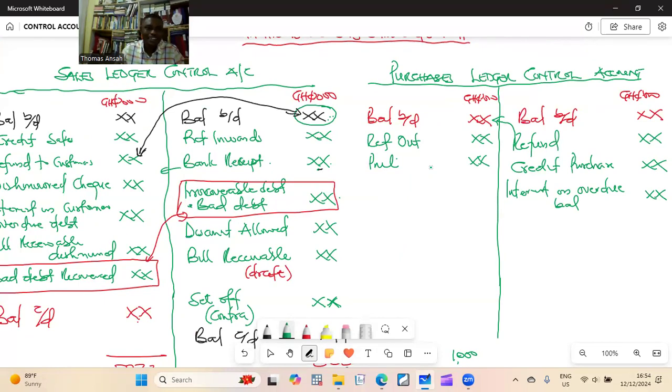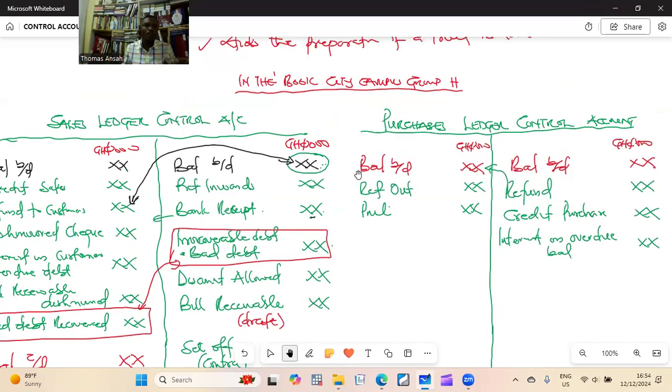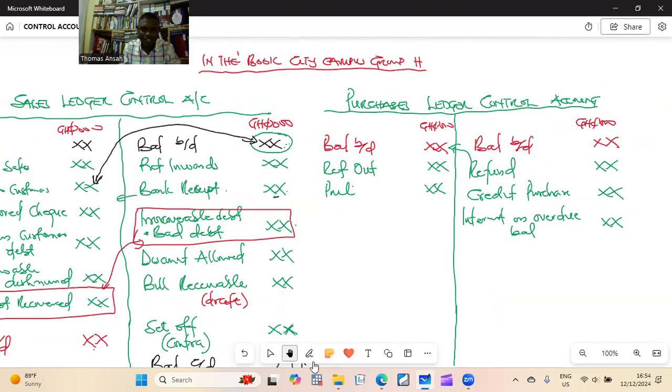There's nothing like bad debt in a supplier account because you are not the one keeping the suppliers' books for them. You are preparing how much you owe, and you cannot sit in the comfort of your home and say that you are recording a bad debt for money that you owe somebody. No, it's not possible. It is that person who has the decision to record, but we are not recording it in their books. We are recording it in our books. We are Group H. So that is what we are doing. All right. So there's nothing like bad debt inside the purchases ledger control account. So take note of that.